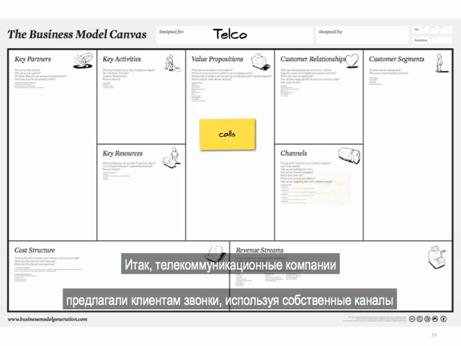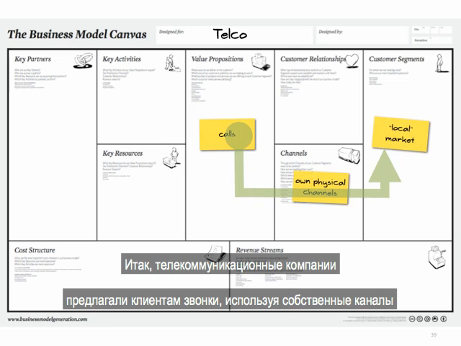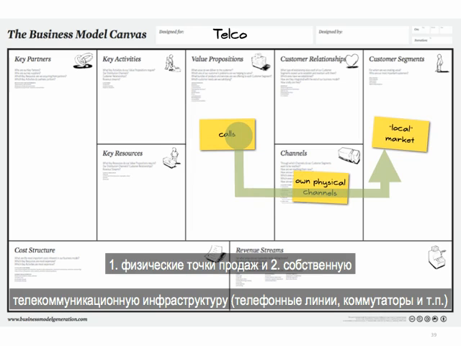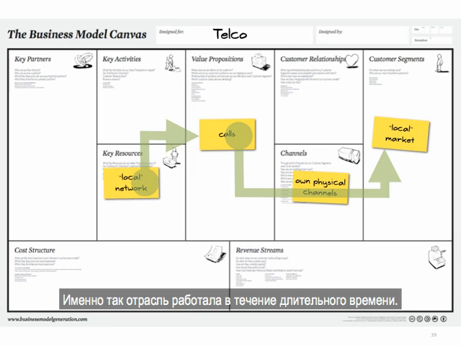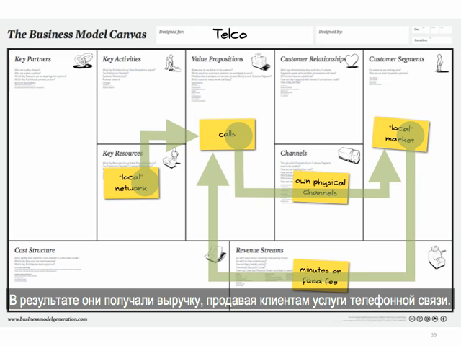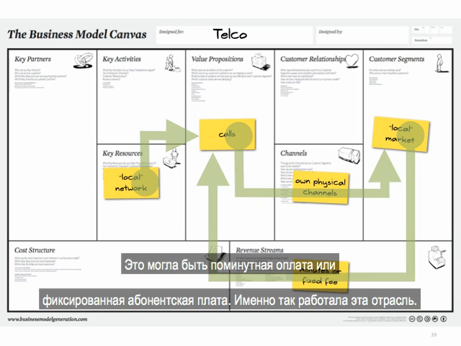So, telecom operators would offer calls through their own channels, often physical stores to sell that, and then installations of lines to a local market. Why local market? Because telecoms can only offer services where they have their networks. At least for a very long time that was the case. And then they would earn revenue streams from selling the calls, either through asking you to pay for minutes or a fixed fee. That's how the business model worked.